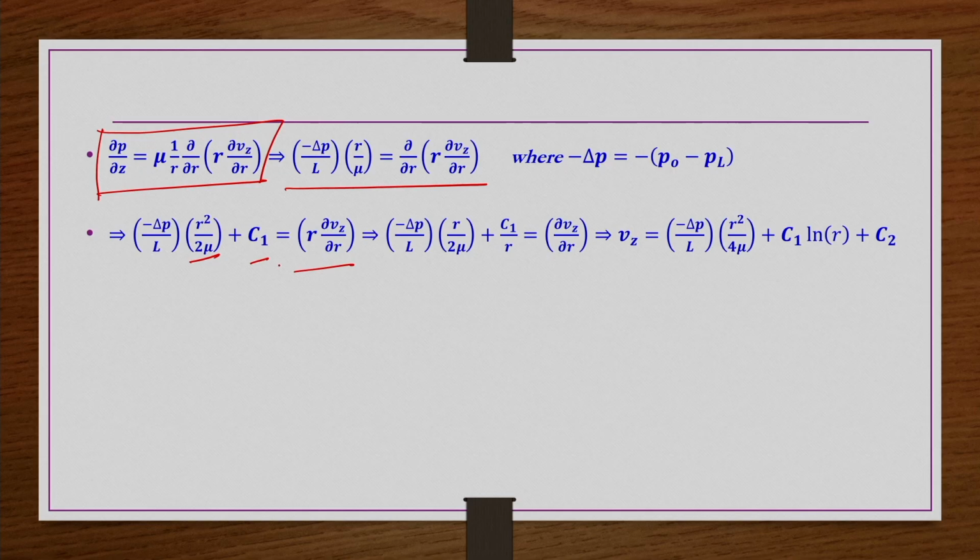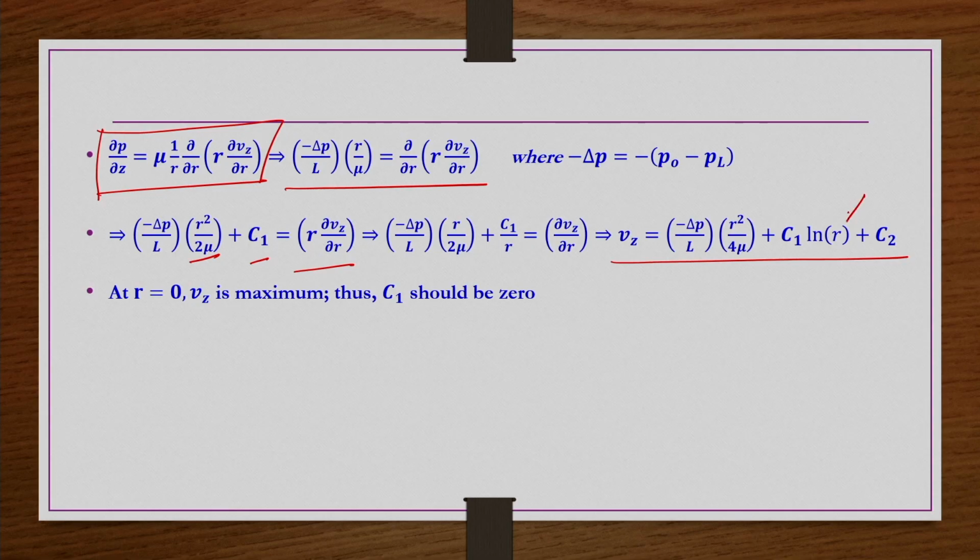This r you take to the left hand side. So, minus delta P by L r by 2 mu plus C1 by r is equal to dou Vz by dou r, and then once again if you integrate, Vz is equal to minus delta P by L r square by 4 mu plus C1 ln r plus C2. Now, when you apply the boundary condition at r equals 0, Vz has to be maximum, but ln of 0 you cannot define.